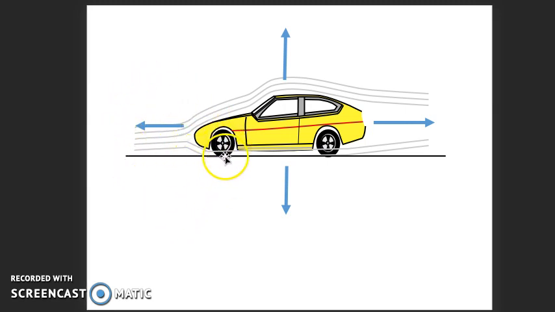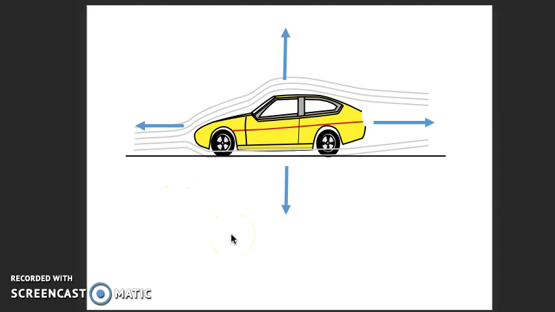Because the tires can grip the road, the tires are pushing off of the ground, and the ground is pushing the car forwards. So this is a force of friction on the car due to the ground.